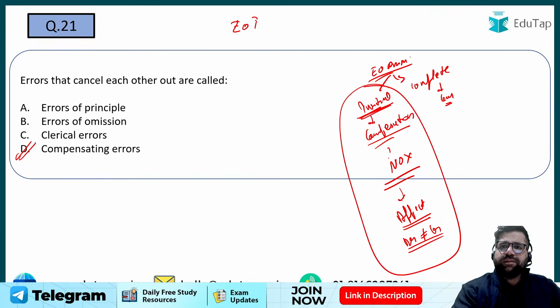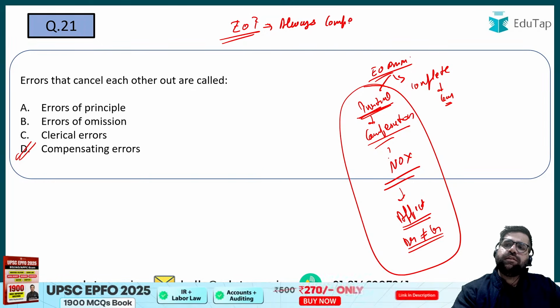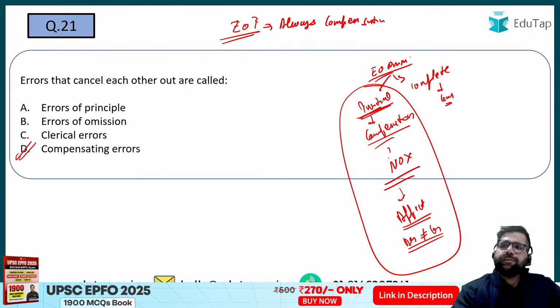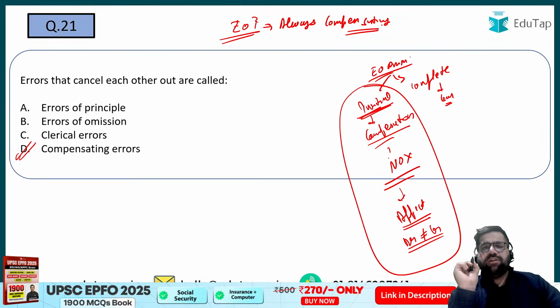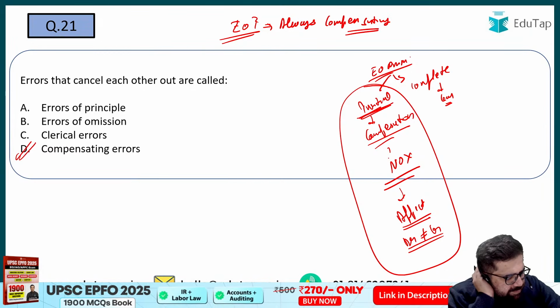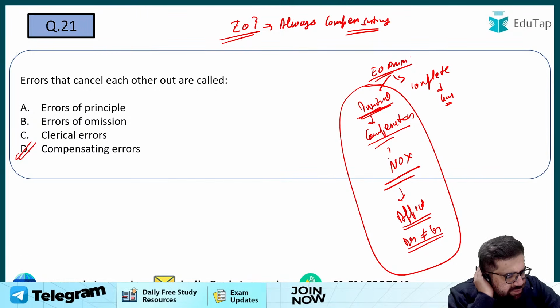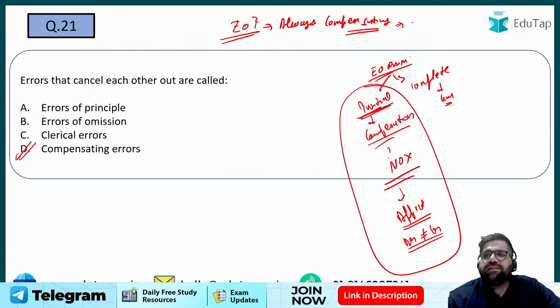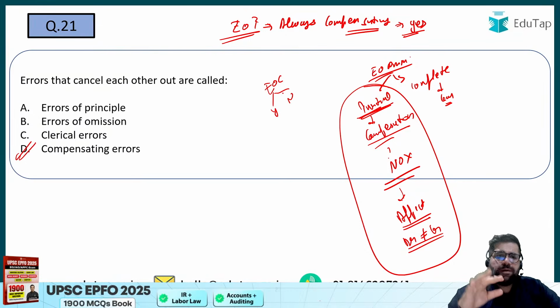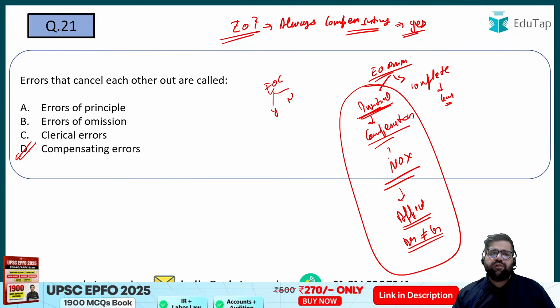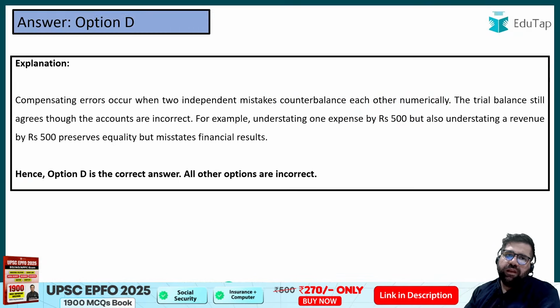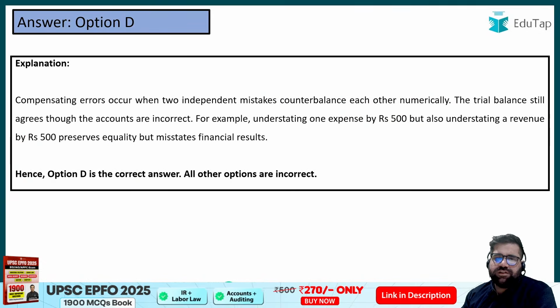One more question before I move ahead. Error of principle is always compensating. True or false? Tell me. Yes. For error of commission, again two cases can be made. Right? So remember all of this. I hope you remember, but right now we are just discussing the basic stuff. Let's go, the correct answer for this was D.